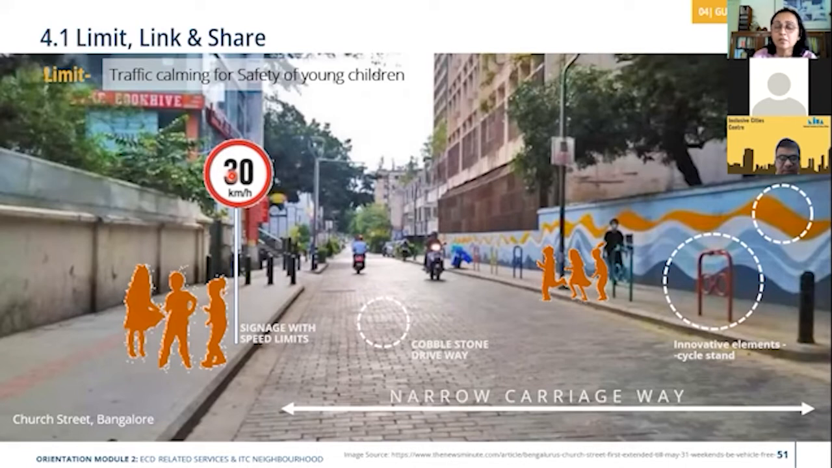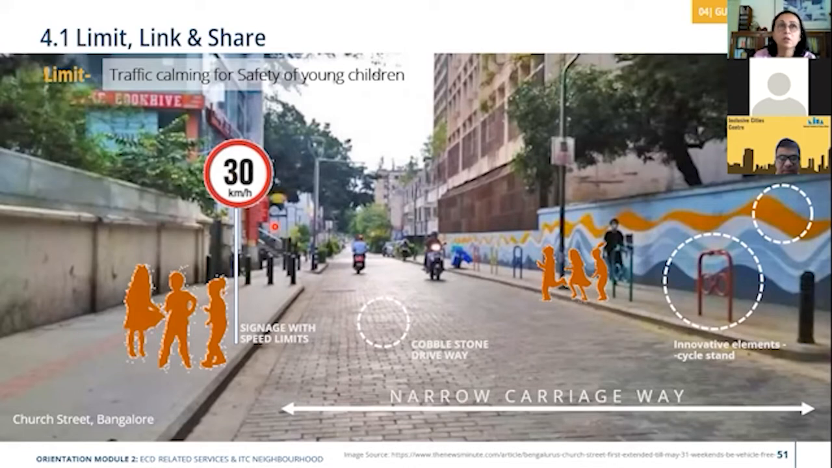Here what we are saying is we need to limit the use of streets by vehicles. So limit the number of vehicles. Link all the destinations within the neighborhoods, and then establish some kind of priority route to link all of these, and share the street among different users for it to be used more efficiently. Here you are able to see that we are also talking about limiting the speed of the vehicle.